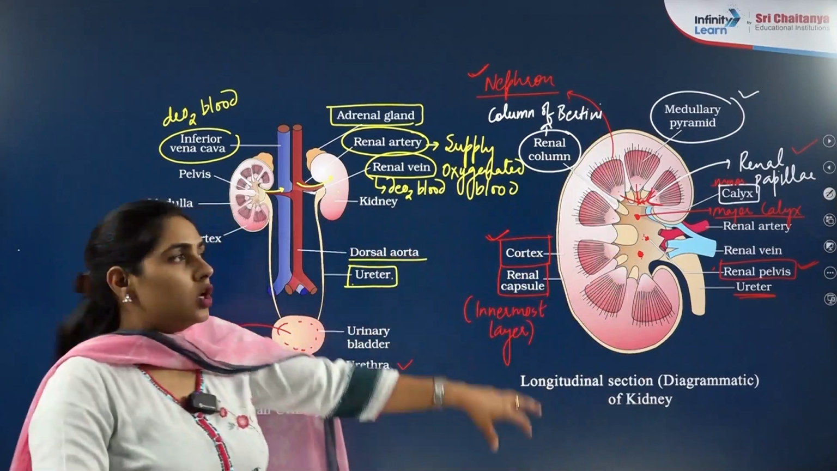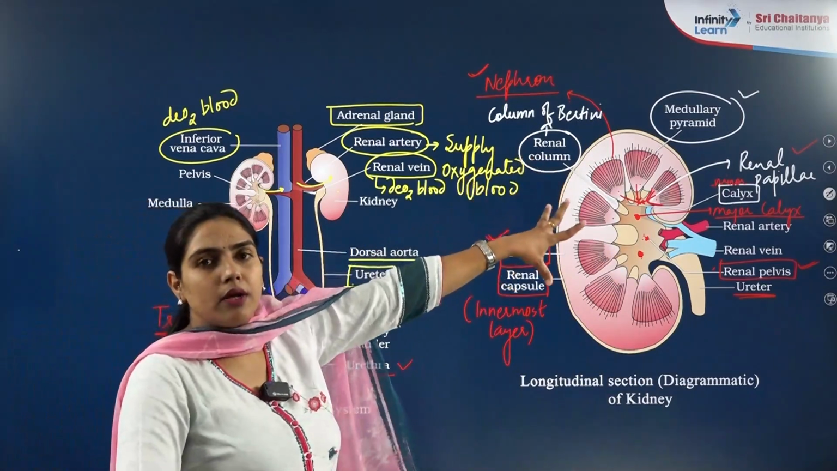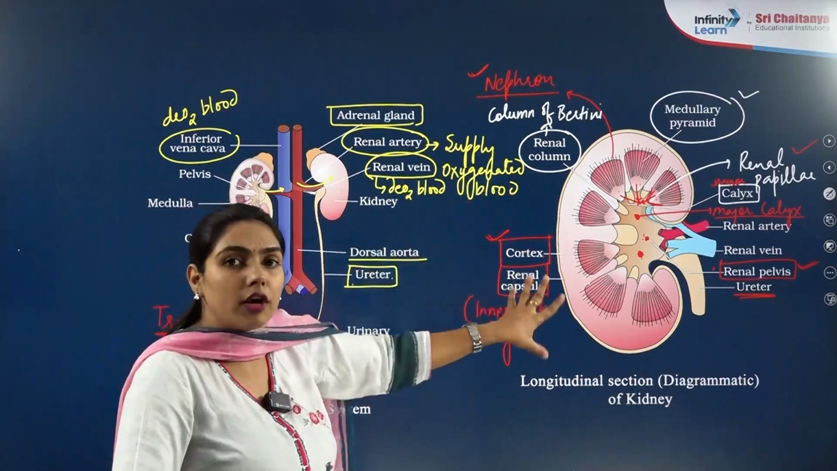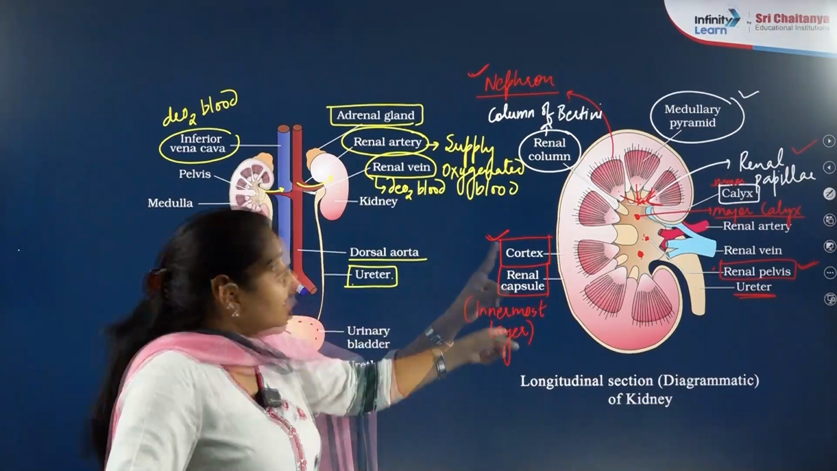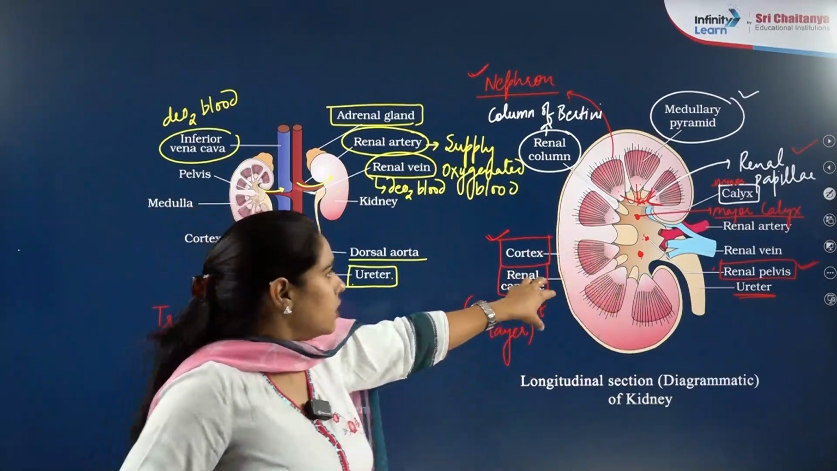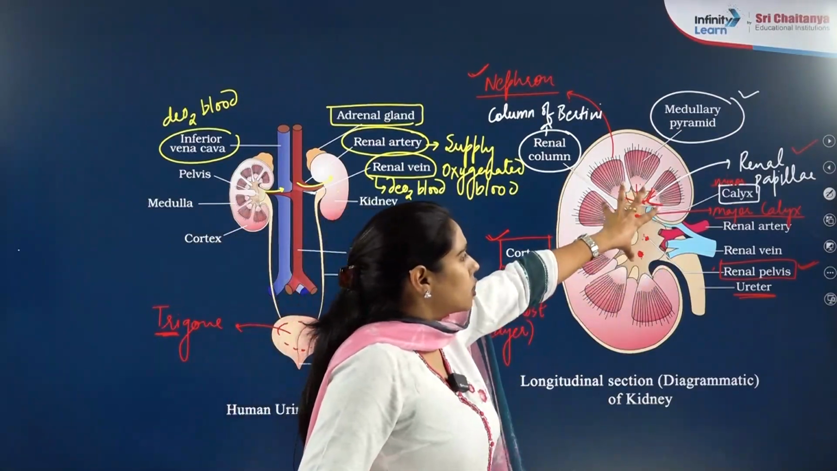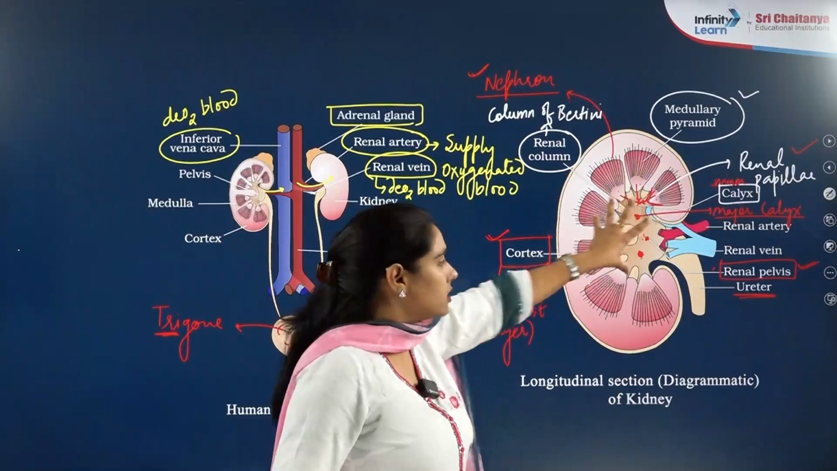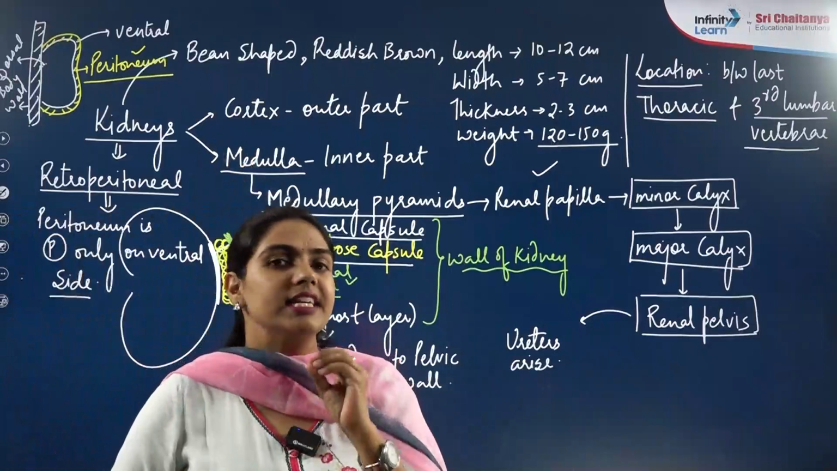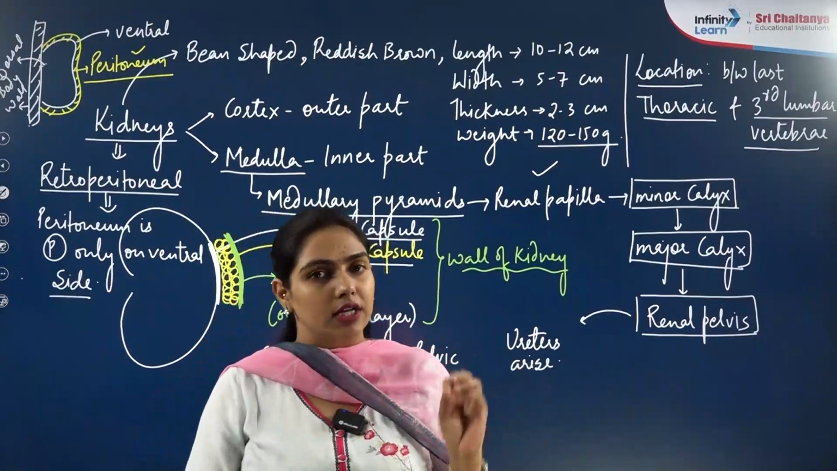Right, everyone? So cortex, medulla, renal column or column of Bertini is the part of cortex, not the part of medulla. Only medullary pyramids are the part of medulla. Then you have seen the internal structure very well. You have understood the internal structure. Then we have understood everything about kidney. Each and every detail about the kidney we have understood.